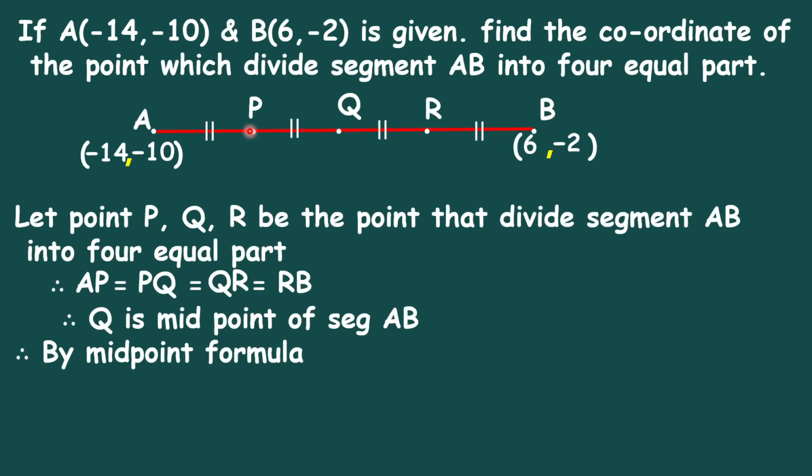Now if you observe the figure, the point P divides the segment AQ into equal parts. If we take segment AQ, because of this point P, AP and PQ are two equal parts. That means point P is the midpoint of segment AQ.